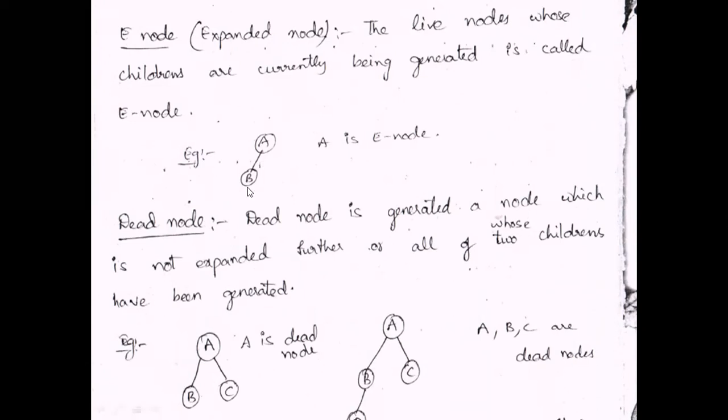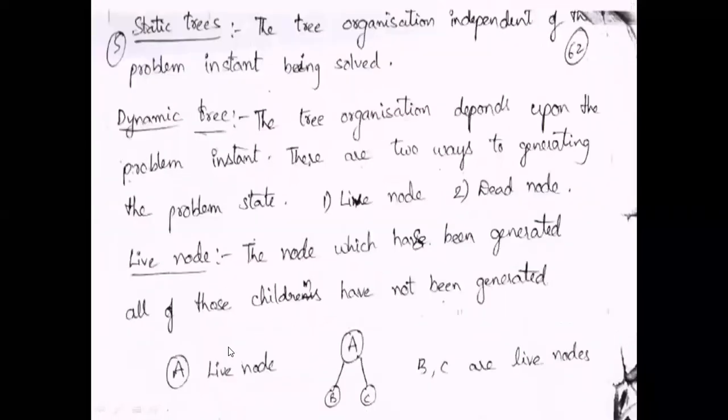Suppose the current node is A node. Here in the previous example, the live node is A node. The A node generates children, that is, the A node is expanded. The live node is expanded means the live node generates its children. The node which generates its children is called an expanded node.